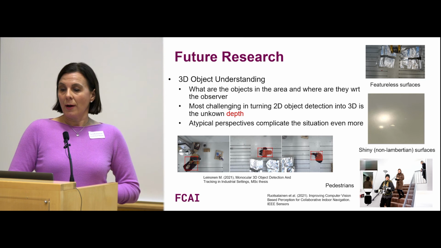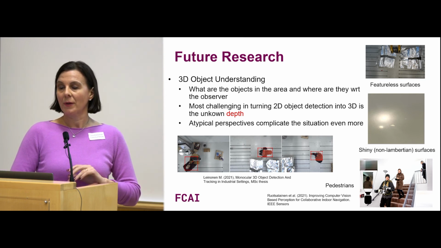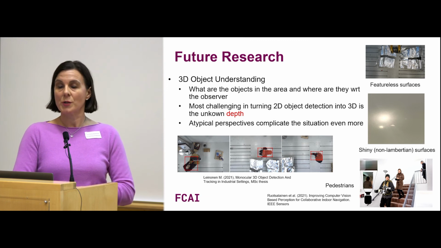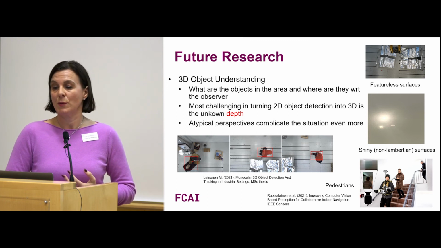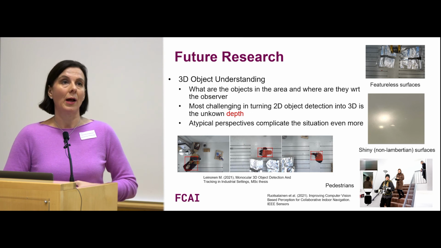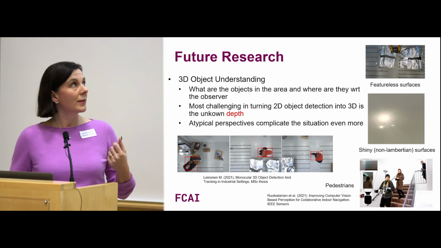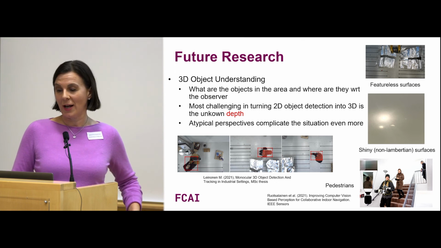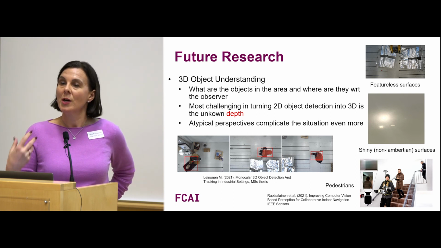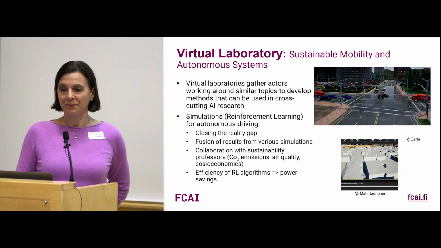And there are also other challenges that you can see here in the images, and the research will continue on these. We have many places where we don't really have any features that the system could be detecting, and we also have these shiny so-called non-Lambertian surfaces that confuse the computation. The next step, maybe not so much related to mobile machines, is also to use these methods for pedestrians, to get a good localization solution there.